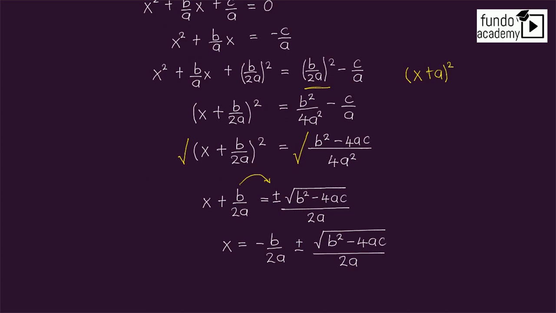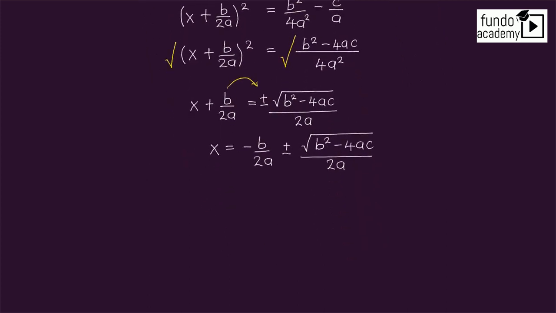Alright, since we have a common denominator, we can also simplify this. The common denominator that we have is 2a, so we can also write the same right hand side in this way, where we have combined the common denominator, which is 2a. Now what we have right here is what we call the quadratic formula.